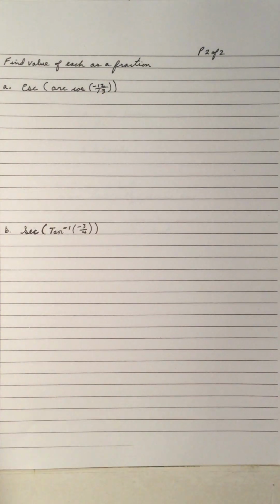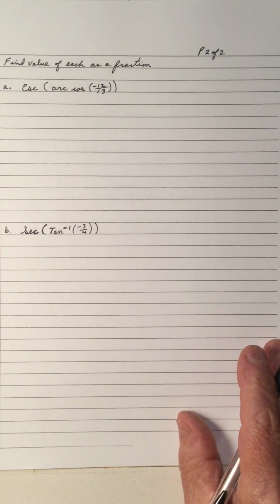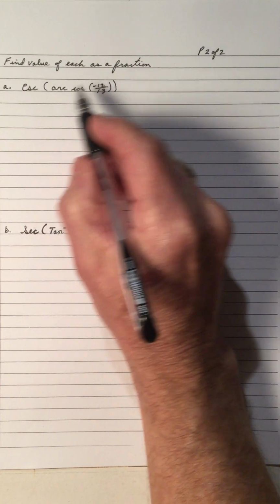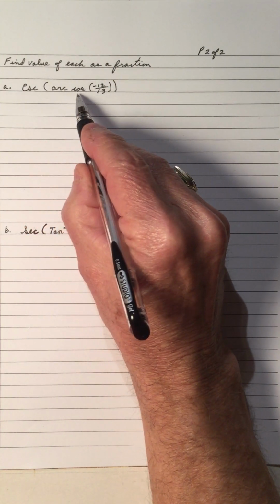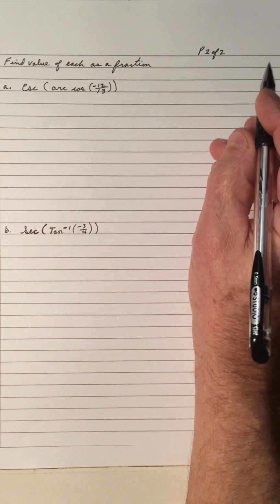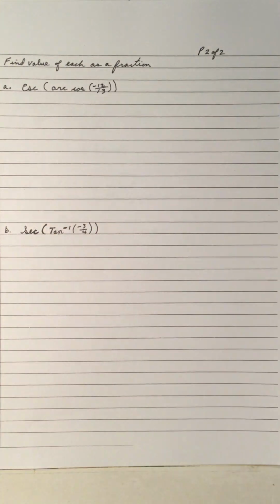This one is similar but a little bit different. Find the value of each function as a fraction. Cosecant of the arc cos of negative 12 over 13. So we want it as a fraction. Let's see.